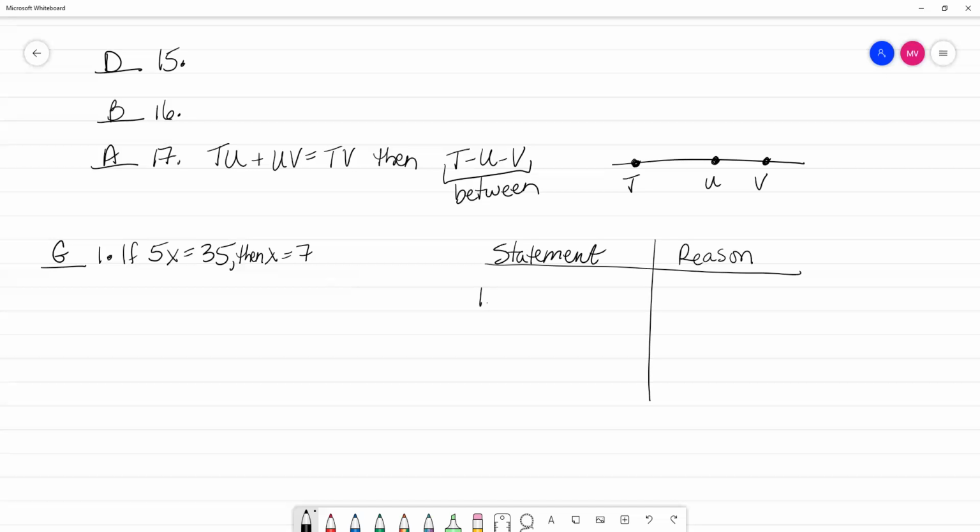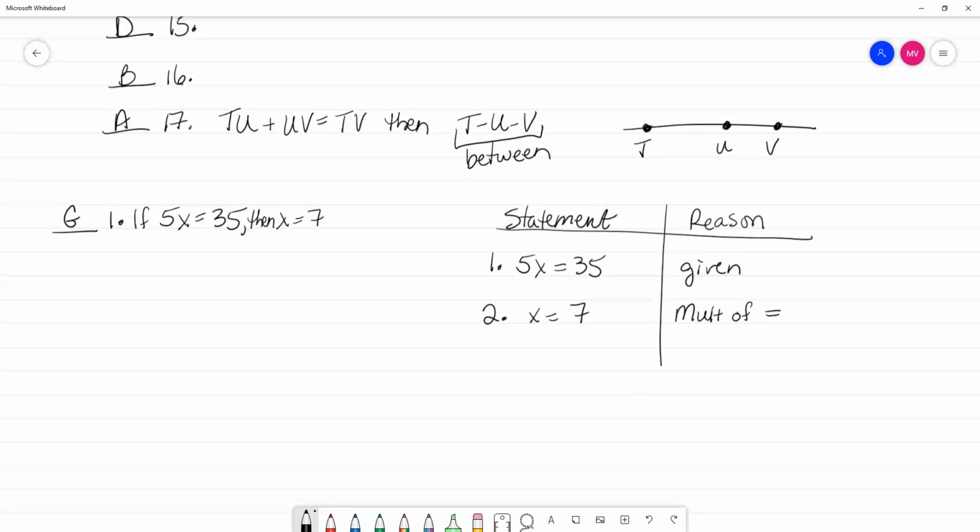So if you have the statement 5x equals 35, let's say it's given. And then you have x equals 7. How did you just get from statement 1 to statement 2? The multiplication property of equality. All right. So the statements are the steps as you solve something. The reason is the mathematical reason that that step works every single time. So that's what you're looking at here.